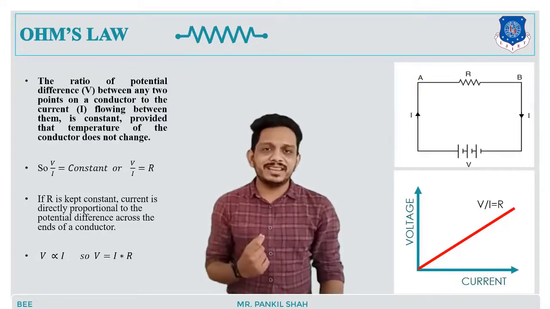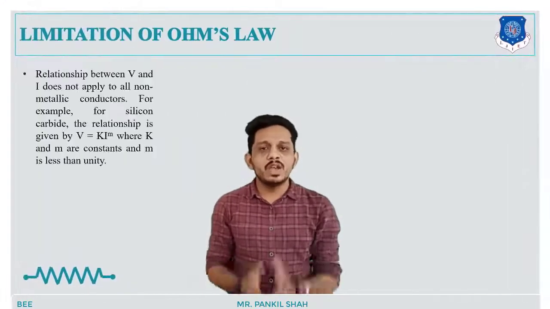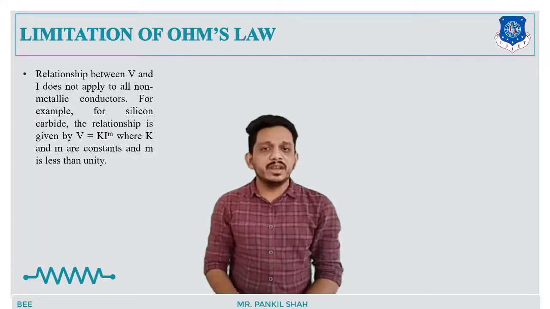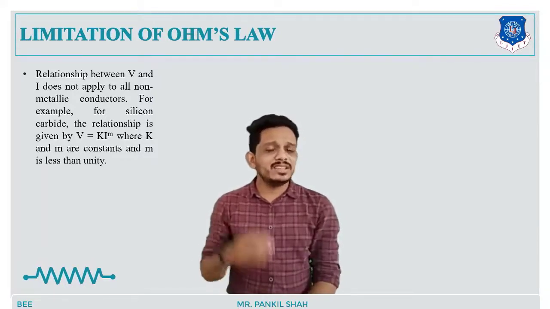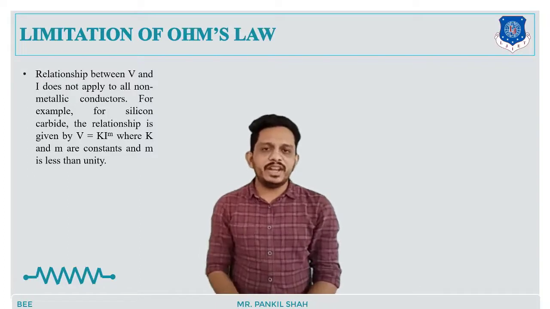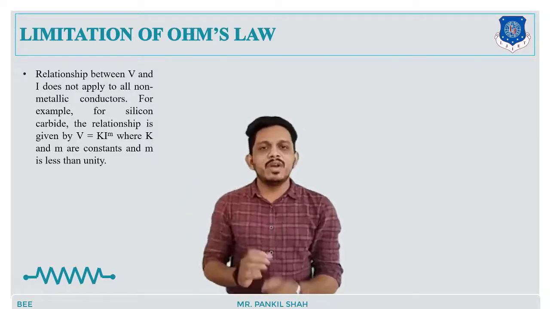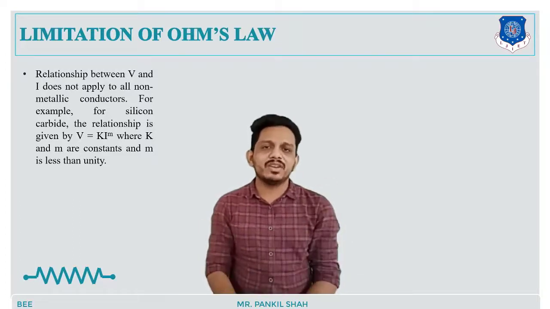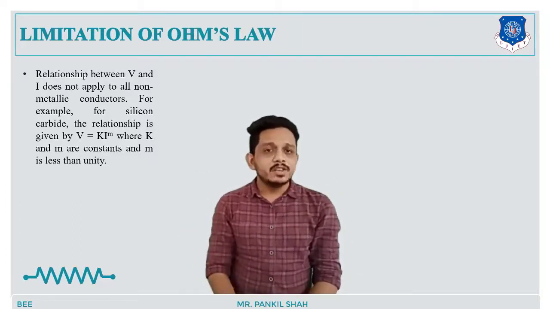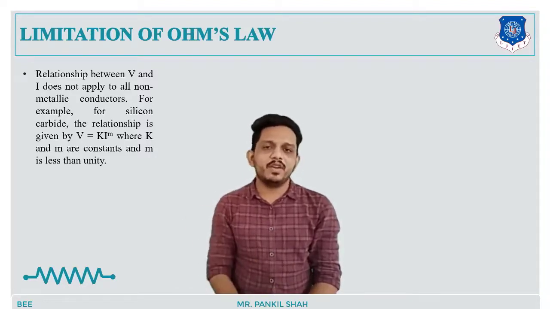I have said that there are some limitations of Ohm's law, so now let's see them. The first limitation is that the relationship between voltage and current is not applicable to non-metallic conductors. It is only applicable to metallic conductors. For example, if we take silicon carbide, then V is not directly proportional to I. In the case of silicon carbide, V equals K times I raised to M, where K and M are constants of that particular circuit. So in non-metallic conductors, Ohm's law cannot be applied.